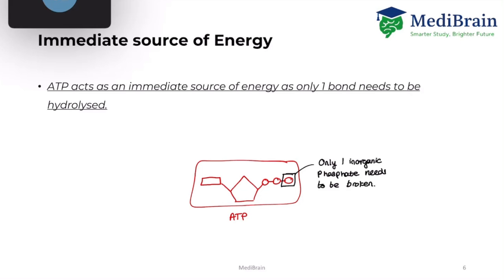Normally, if we're looking at glucose or other sources of energy present within our body, they will require many bonds to be broken. For example, glucose requires so many bonds to be broken, like 5 or 6, that it can't act as an immediate source of energy because it's very time consuming. So it can't be used for reflex, muscle contraction, or anything like that. That's why we have ATP. It's already within our cells and can act as an immediate source of energy whenever we need it.